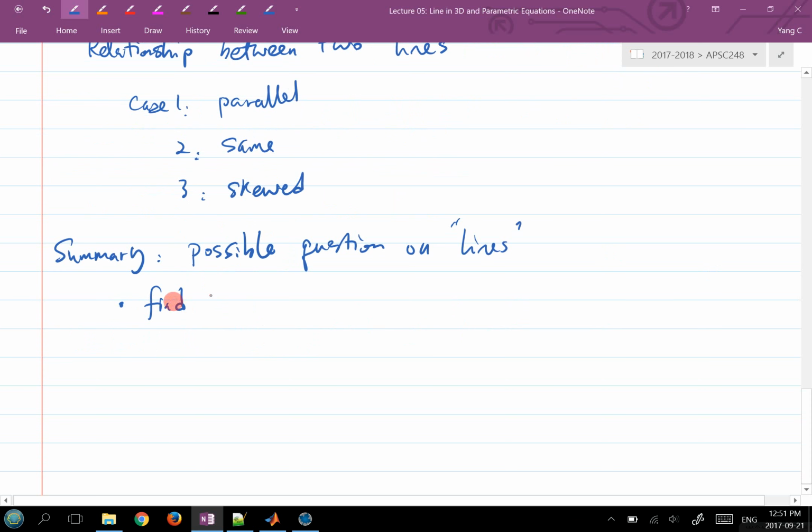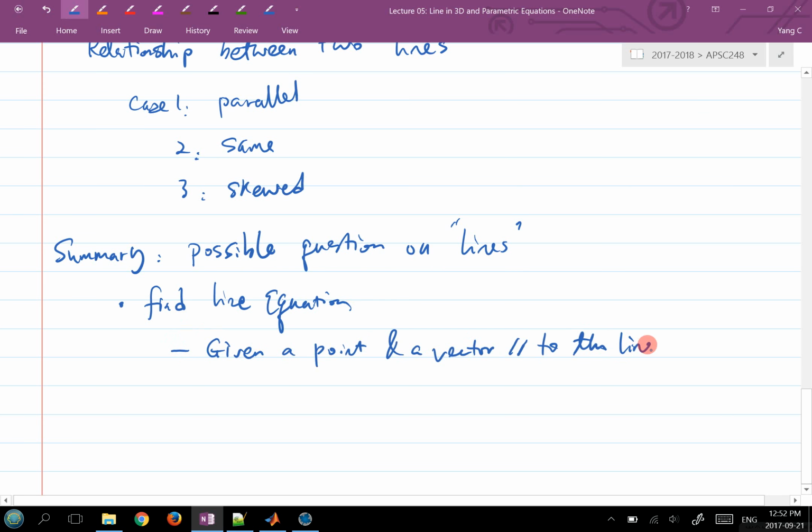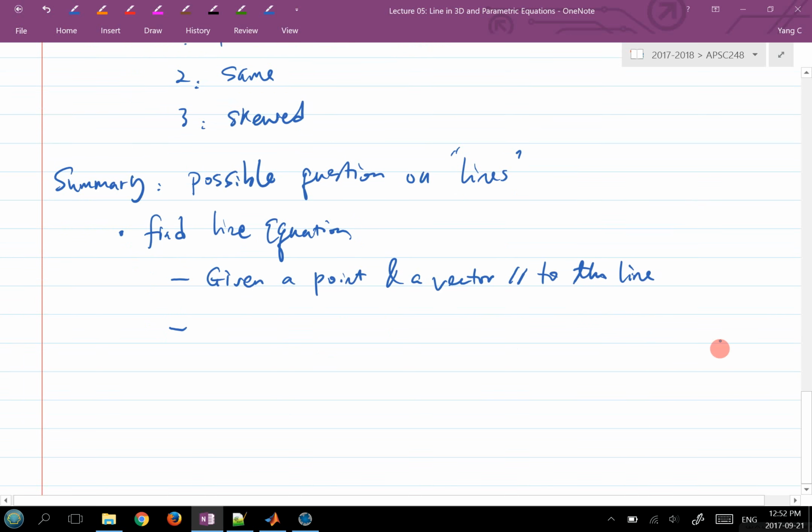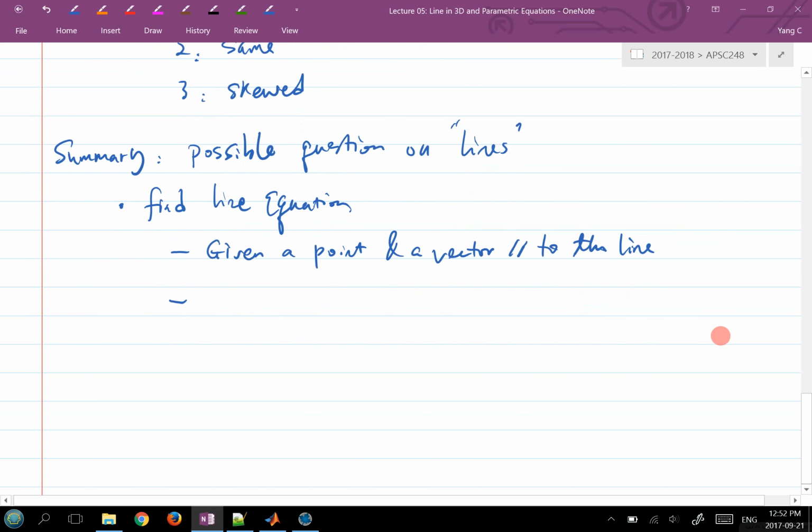The biggest category here often is to find a line equation. You're given some information, and then you're required to find a line equation. For example, you could be given something very simple: just a point and a vector parallel to the line. That's the simplest scenario. Then you can substitute the point and the parallel vector into the line formula, and you get the line.